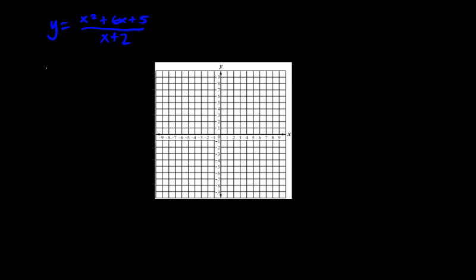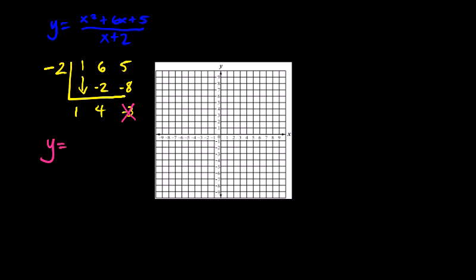Looking at the denominator, negative 2 would go on the outside, and then 1, 6, and 5 would go on the inside. Bring the 1 down, multiply by negative 2, which would be negative 2, so 4, and then negative 8, and then I'd get negative 3. Once again, the remainder does not matter. And so my slanted asymptote would be at y equals x plus 4.